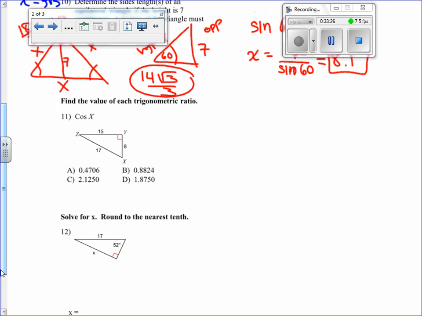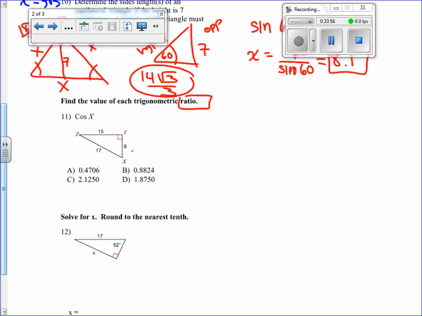Okay, number 11. On number 11, a lot of people did extra work. When you're finding a ratio, and remember I told you, the final answer can be a fraction or a decimal. This question was not asking you to find the measure of the angle. The most common mistake was people did the inverse cosine function to find x, and you didn't have to do that.